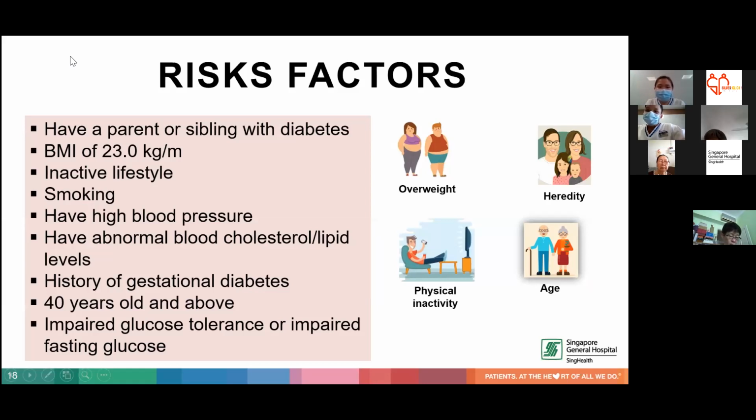First and foremost will be familial history. If you have a family member who has diabetes, you will have a higher risk of developing type 2 diabetes. Having a high BMI or being overweight, more than 23 kilograms per meter squared, will also precipitate a higher risk, as was mentioned earlier by Cheng Yu.